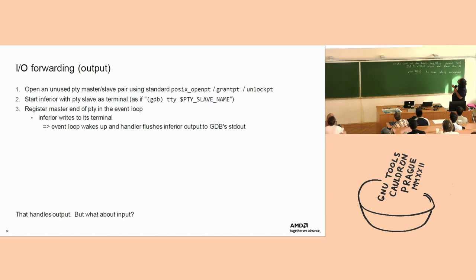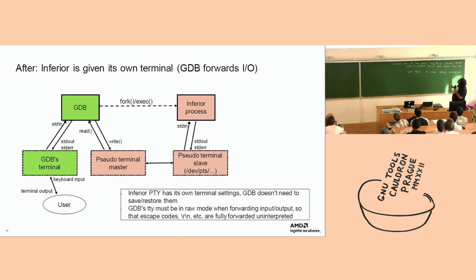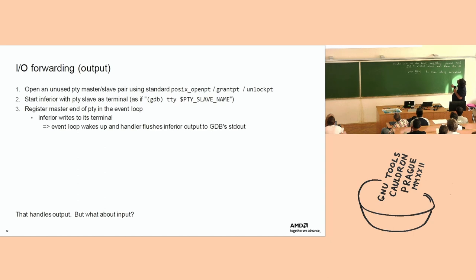And then GDB registers the master end of the PTY in its own event loop, so it can do this forwarding of I/O. So here, these file descriptors, you can put them in the event loop, which has a select call, which wakes up whenever something is sent to this guy, and then this is output, right? That's easy. Whenever something is written there, you wake up in select, fetch whatever is written on the master end of the pseudo terminal, print it to the GDB's own terminal, done.